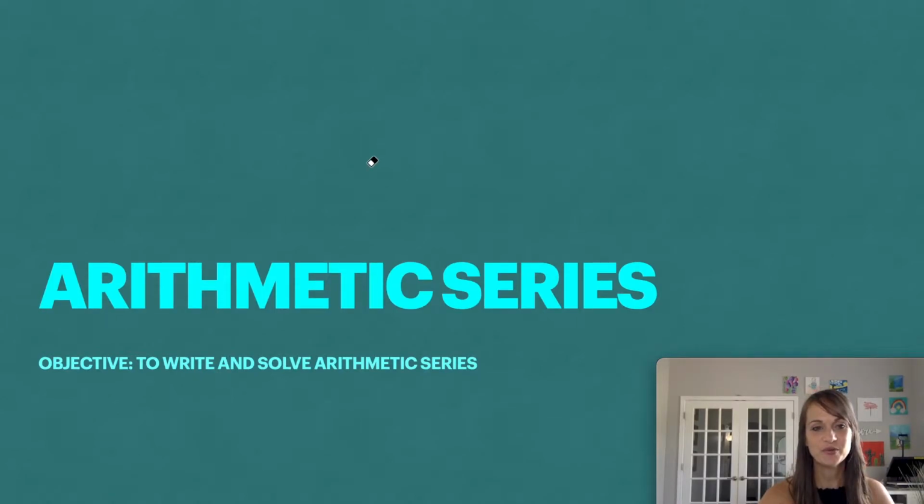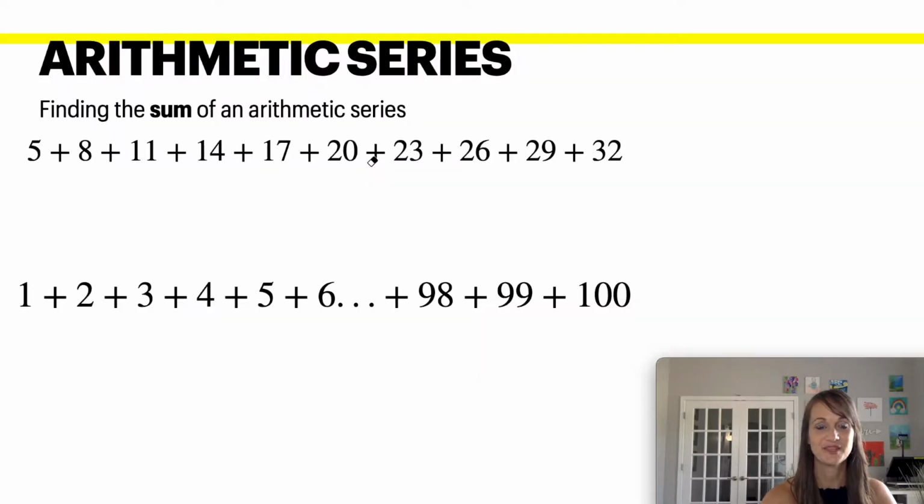In this video, I'm going to be explaining arithmetic series and how to write and solve them. So an arithmetic series is basically taking an arithmetic sequence and adding all the terms together. So in the first case of the 5 all the way through 32, basically we could pull out our calculator and easily just add all the numbers together. So you would just do 5 plus 8 plus 11 plus 14 all the way to 32.